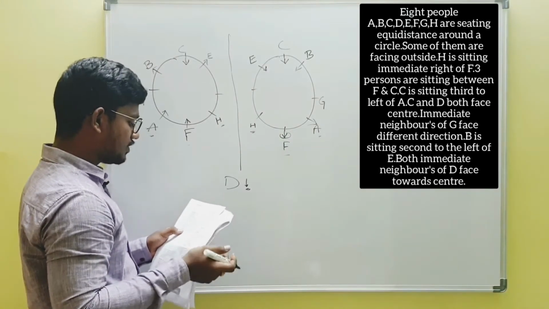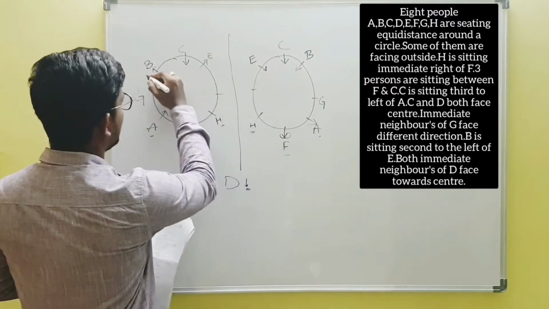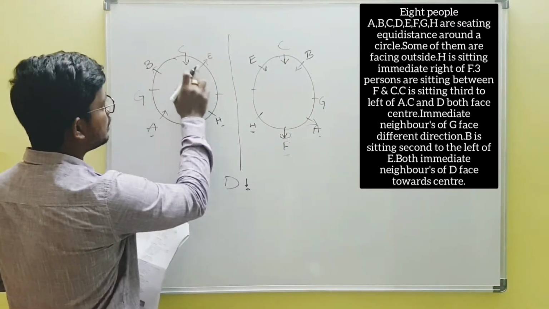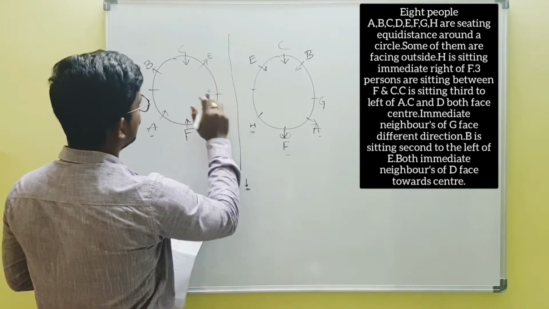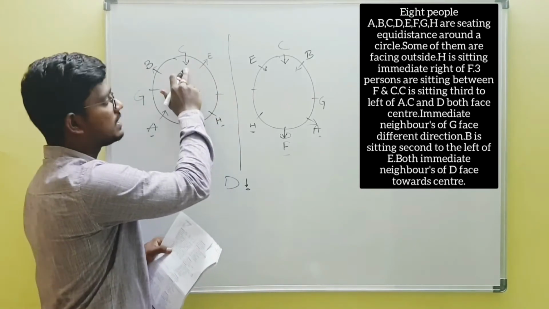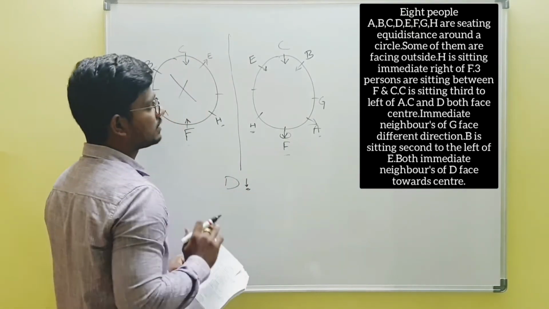Both immediate neighbors of E face the same direction as B. Here the direction of B is outside, so the immediate neighbors of E must face the opposite, outside direction. See, the immediate neighbor of C is already facing inside, so this case is not valid. So we need not check the remaining statements.